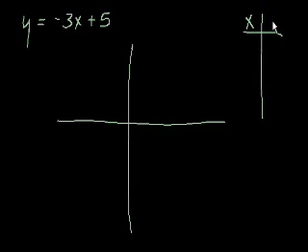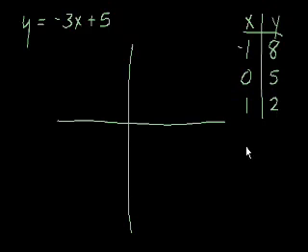So x and y. If x is negative 1, then negative 1 times negative 3 is 3, plus 5. That's 8. If x is 0, then y is 5. That's pretty easy. If x is 1, negative 3 times 1 is negative 3, then y is 2. If x is 2, negative 3 times 2 is negative 6, then y is negative 1. Something was wrong there. Right.